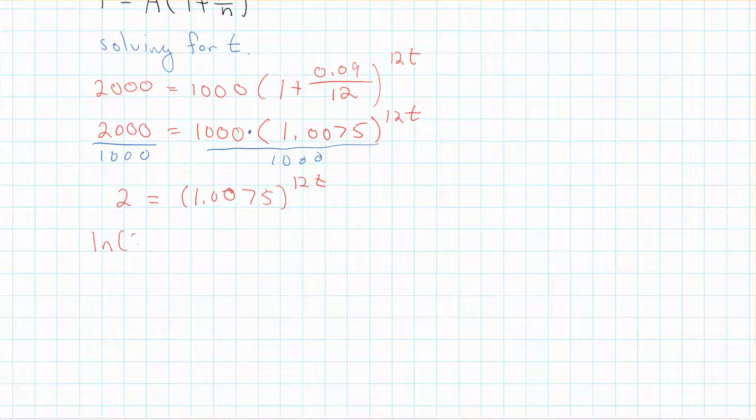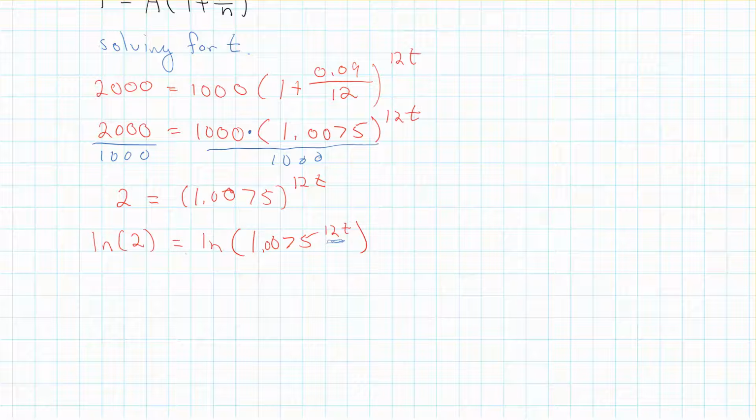So I'd have natural log of 2 is equal to the natural log of 1.0075 to the 12t power. Now you might say, how is this helping me solve it at all? Well, now this is where we use properties of logarithms. Remember, you have a power property. So what can I do to this exponent right here? That exponent I can bring down and write in front.